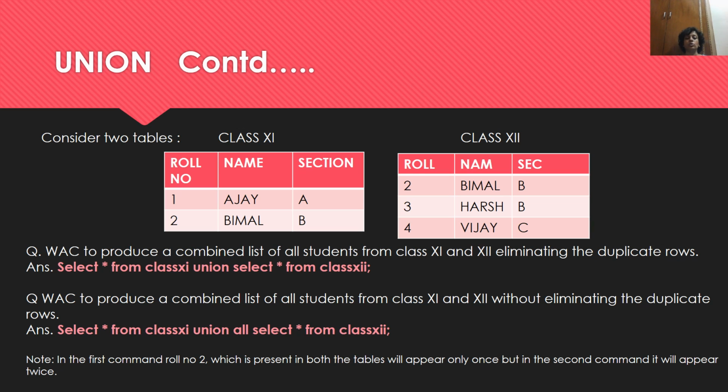It is important to note that in the first query, roll number 2, which is present in both the tables, will appear only once, but in the second query, it will appear twice.